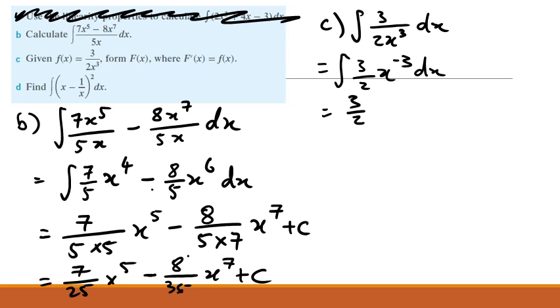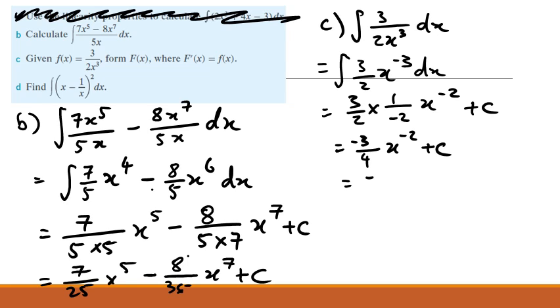So 3 over 2, I may have skipped a step. 3 over 2 times 1 over negative 2, because we added it by 1. Be careful with your negatives. People always get it wrong because they're not thinking. Then if you want to change it, you can. I'll write down the changed version, but otherwise it's fine to leave it as the line before.